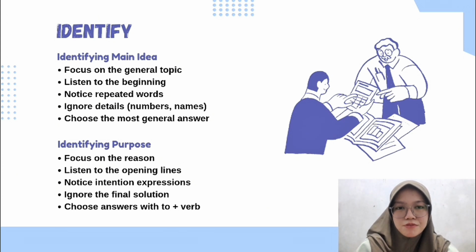And next, identifying purpose of the conversation. For the purpose of the conversation, focus on the reason why the speakers are talking. The purpose is often clear from the opening lines. Pay attention to expressions that show intention such as requesting, suggesting, or explaining. Don't focus too much on the solution at the end because it is often not the main purpose. In TOEIC, purpose answers are often written using to plus verb.